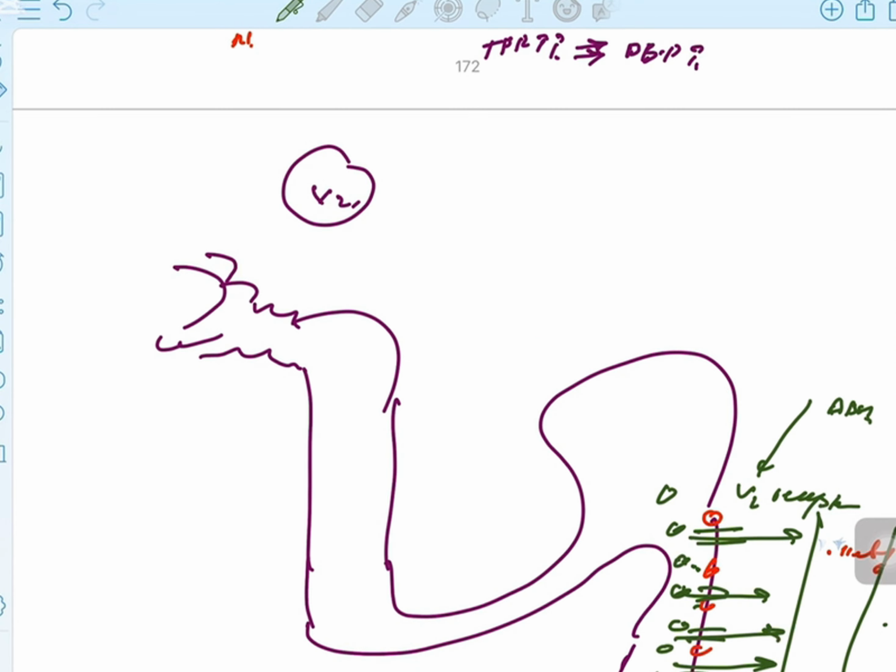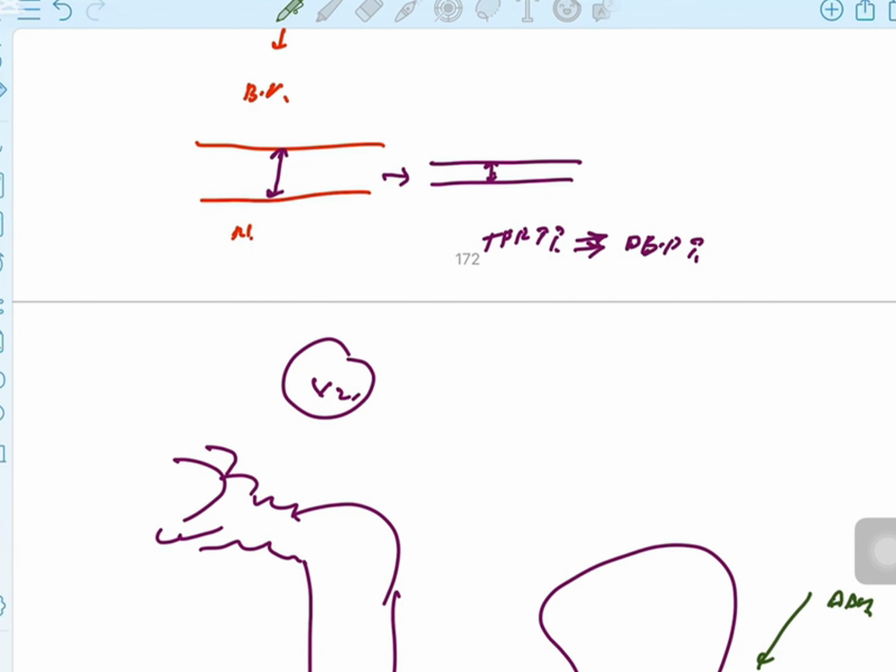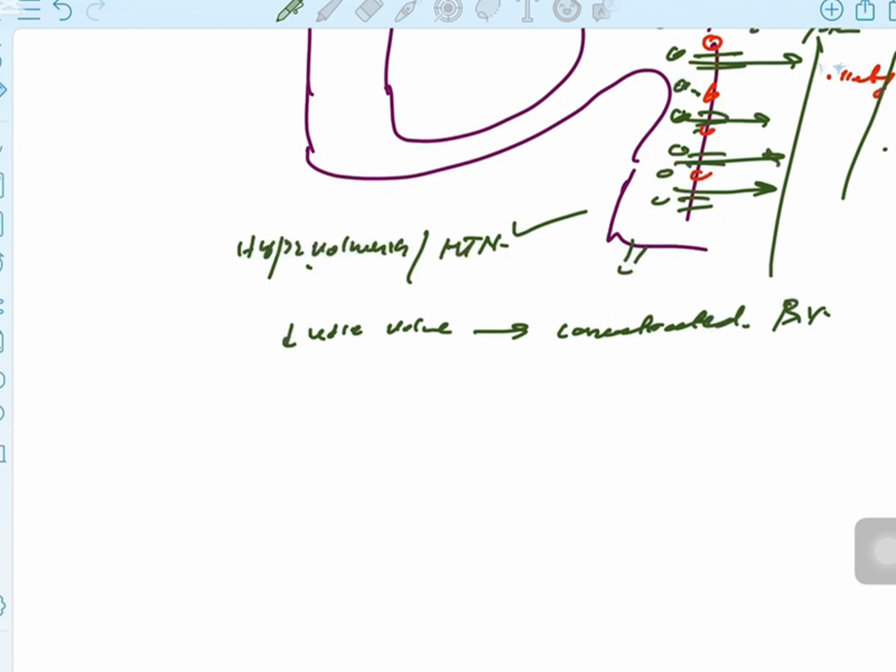Other than that, it also acts on the V1 receptors, which are present on the blood vessel. It causes vasoconstriction, or the vasopressor effect, and when the vessel is constricted, it can lead to an increase of the total peripheral resistance, and your diastolic blood pressure will also increase. Other than that, guys, we also say that another name of the antidiuretic hormone is vasopressin. What is the other name of the antidiuretic hormone? Vasopressin.